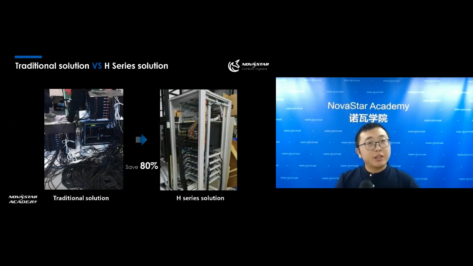As you can see in this picture, this is a comparison of the wiring. The H series solution will help our customers save 80% of cables, including HDMI or DVI cables, USB cables, and power cables, and it improves the compatibility and stability of the system.